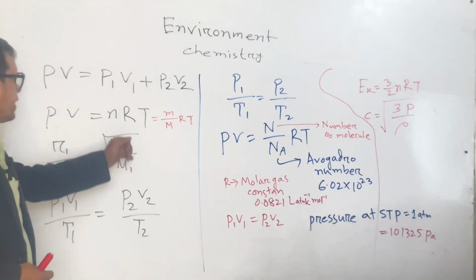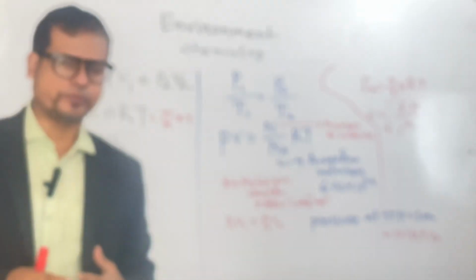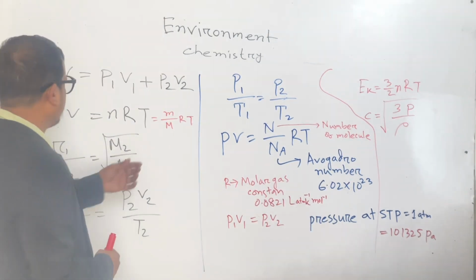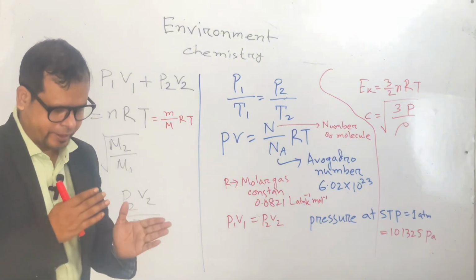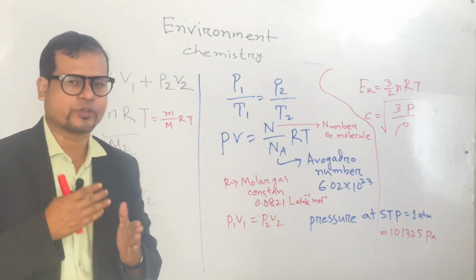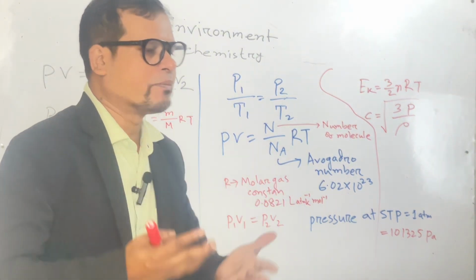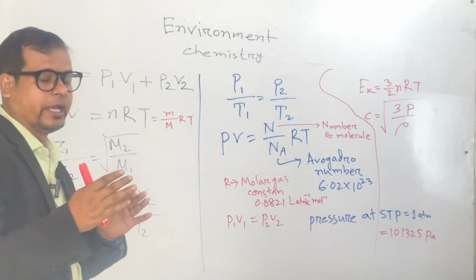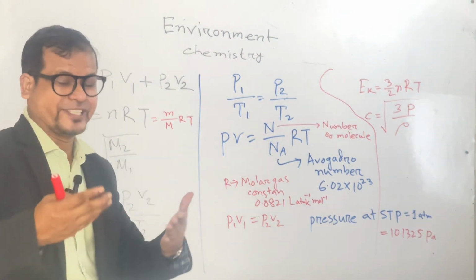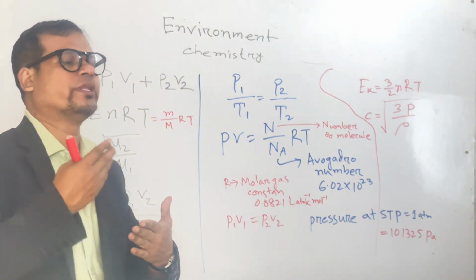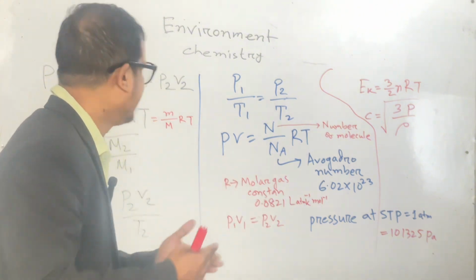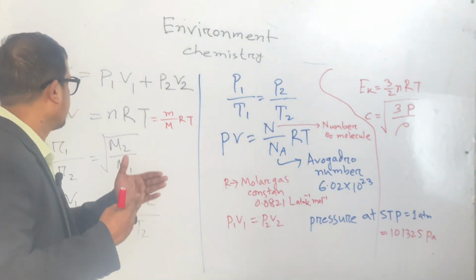PV equal to nRT is a very important formula for finding the molecular mass. After finding the molecular mass, we consider Graham's formula, that means the diffusion rate. If we get the molecular mass of any gas, then we can find the diffusion rate of that gas. That's why we have to remember this formula.